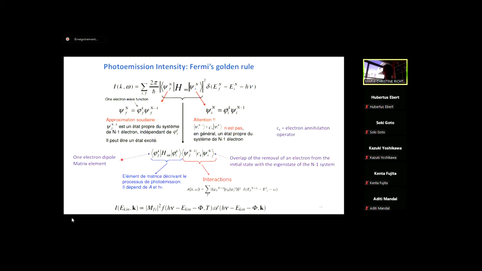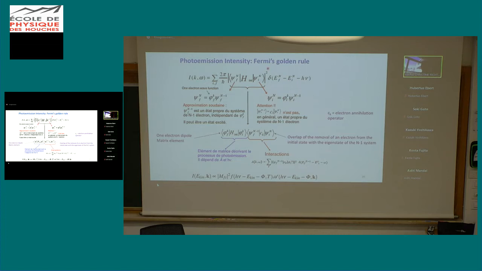So now I have here a picture of the intensity of photon emission, and how you write that in terms of Fermi's golden rule. This is certainly what you've already studied quite a lot in this summer school. So you have the intensity directly written in terms of the Fermi golden rule, with the delta function, which gives you the conservation of energy, and then the interaction Hamiltonian between the initial and the final state. Now the initial state is, for example, an N electron state, and the final state is the product of the photoelectron state with the final N minus one state.